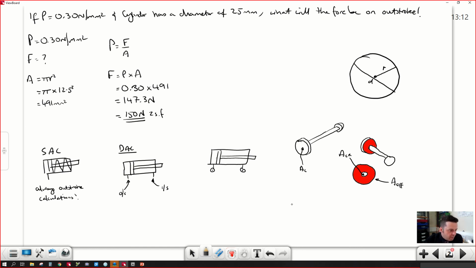So how does it work mathematically? How are they related to each other? The effective area is equal to the cylinder area minus the cylinder rod area. Big one minus the wee one, right?